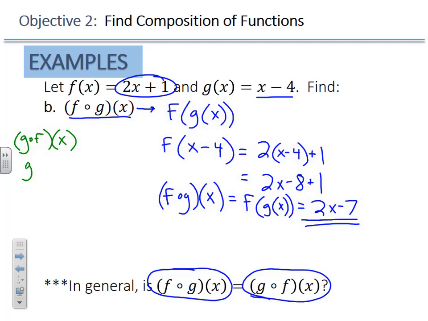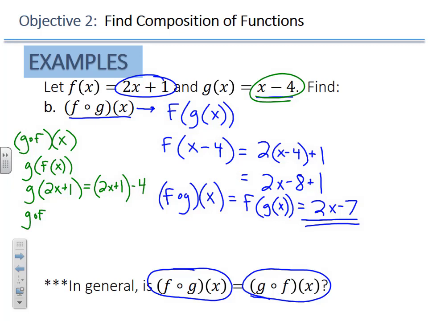G of f of x is the same as g, but the f function plugged into it. So that's the same as g of f of x, but f of x is 2x plus 1. So we're going to plug 2x plus 1 into the g function. G function says you should take your input of 2x plus 1 and subtract 4. And so g of f of x is equal to 2x plus 1 minus 4, which is 2x minus 3.